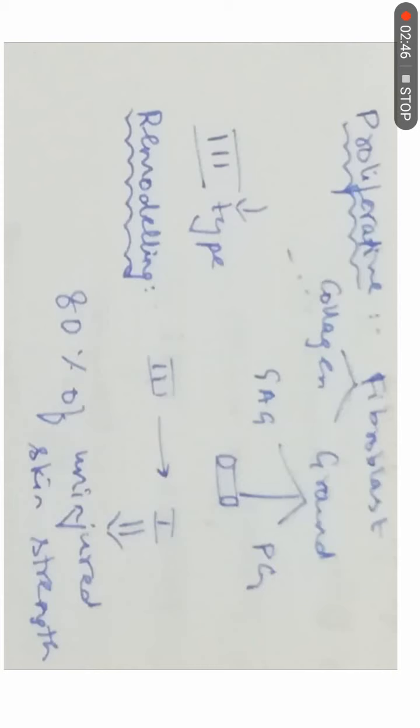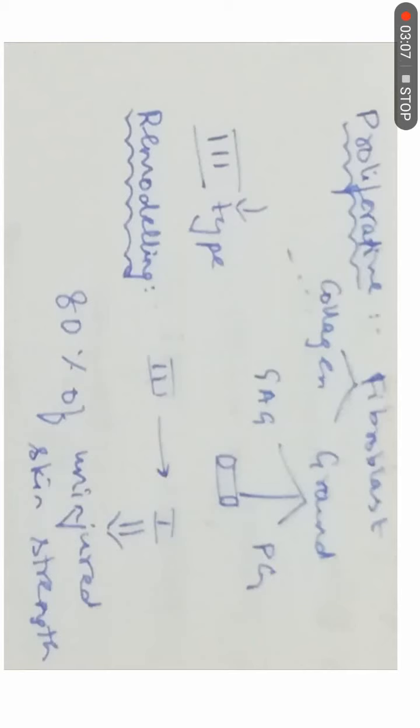The proliferative phase is predominantly dominated by fibroblasts. Fibroblast is essential to lay down the collagen and the ground substance. Collagen, which is coming over here, is type 3 collagen, not type 1, which is usually present in the skin. The ground substance has glycosaminoglycans, proteoglycans, and blood vessels as well.